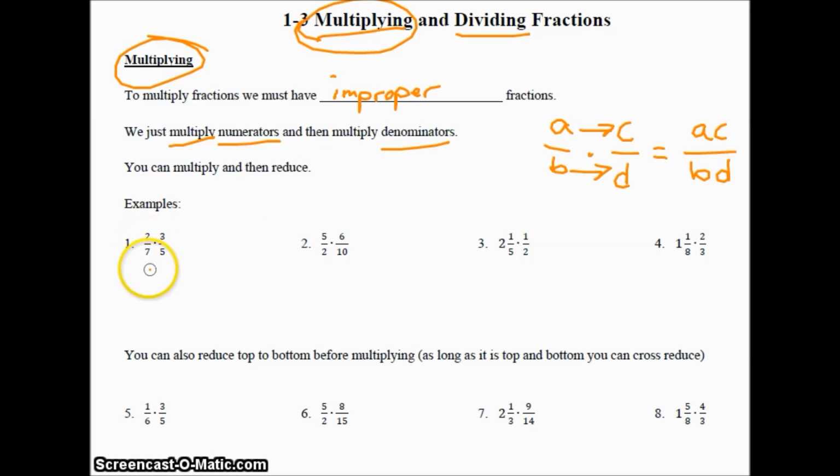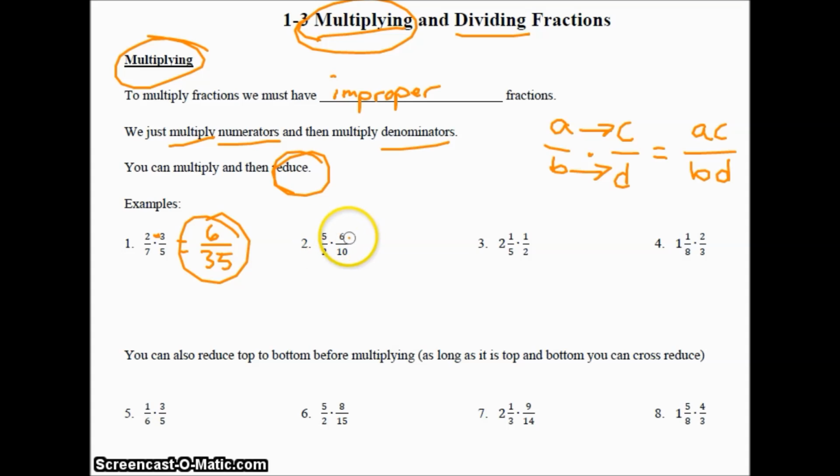So examples, here we go. 2/7 times 3/5. We're just going to look straight across. 2 times 3 is what? 6. 7 times 5 is 35. Done. It's that easy. Multiply straight across. Just make sure that you do check out this last step, which is reduce, but in this case we're fine. We don't need to reduce any further. And I'll show you a neat little tip to help you reduce later on.